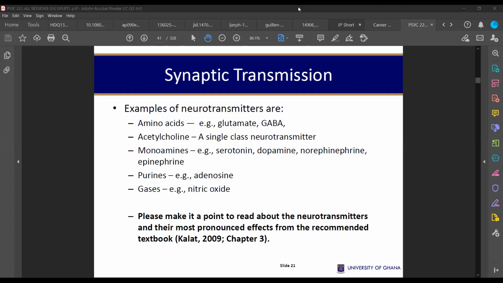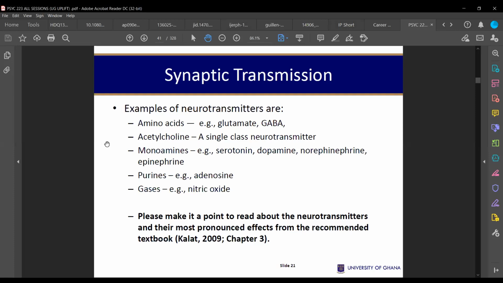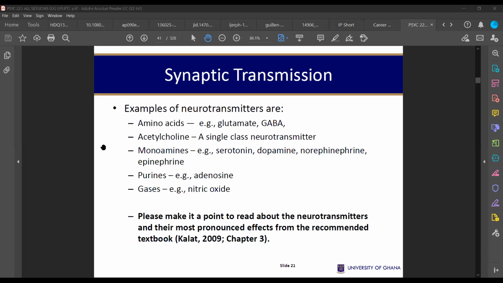I want to understand if every chemical has its own receptor. Yes, that's what I wrote, Daniel. Every neurotransmitter has its special receptor that allows only that neurotransmitter to pass through. All right, thank you. You're welcome. All right.